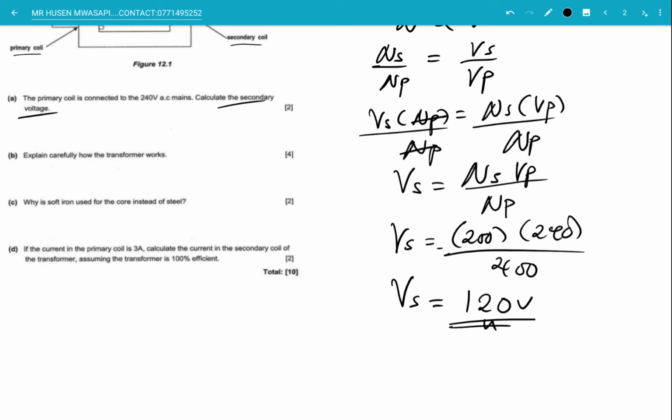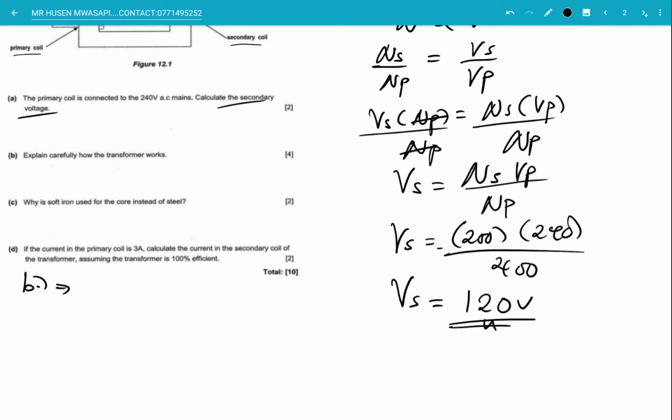So now, B is quite different. B says, explain carefully how a transformer works. So now, be mindful of this. I hope you will see my handwriting. It's going to be a bit difficult, but I hope you can bear with me.